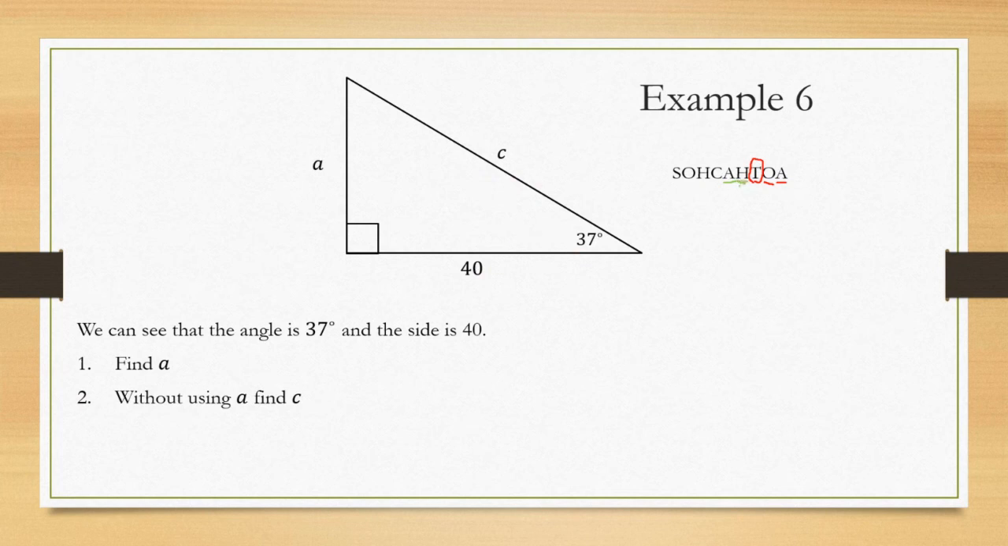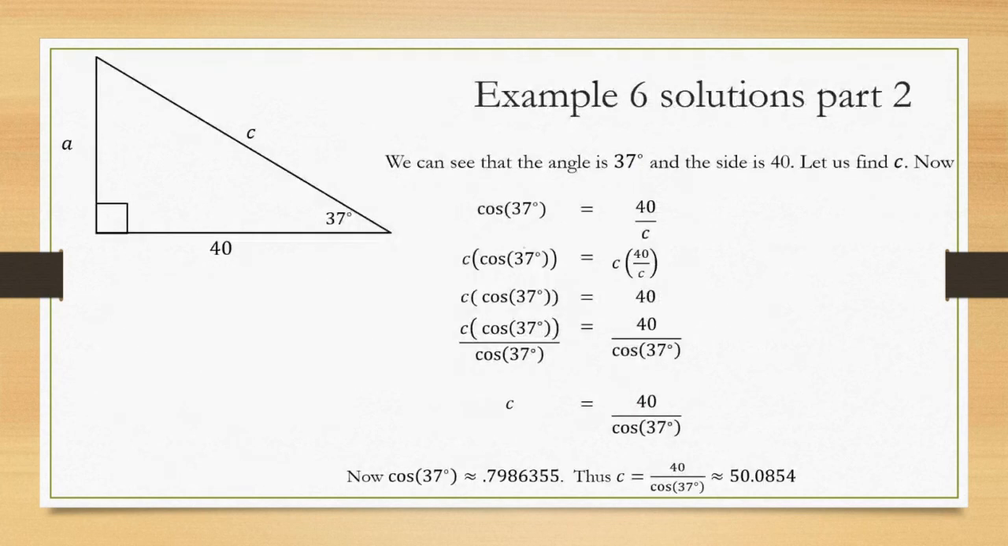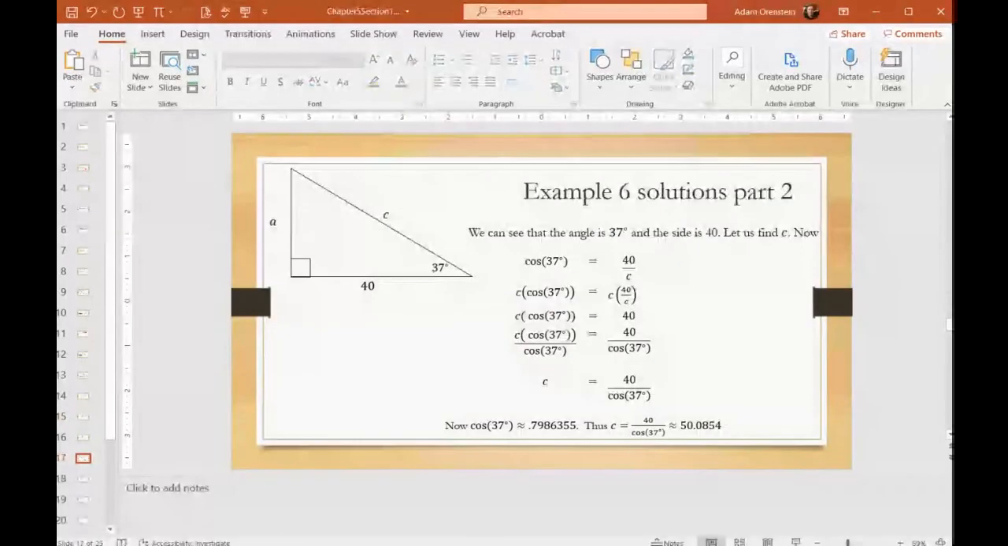What trig function has both adjacent and hypotenuse? Well, that's cosine. So we're going to use cosine for number 2. Okay? So in this case, we have cosine of 37 degrees is equal to adjacent, which is 40, divided by hypotenuse, C. Okay? So that's what happens here.